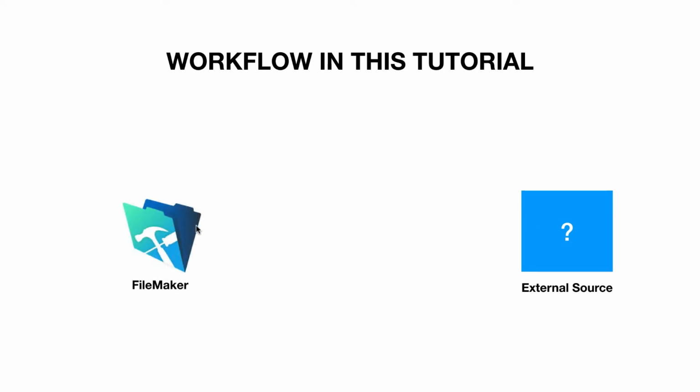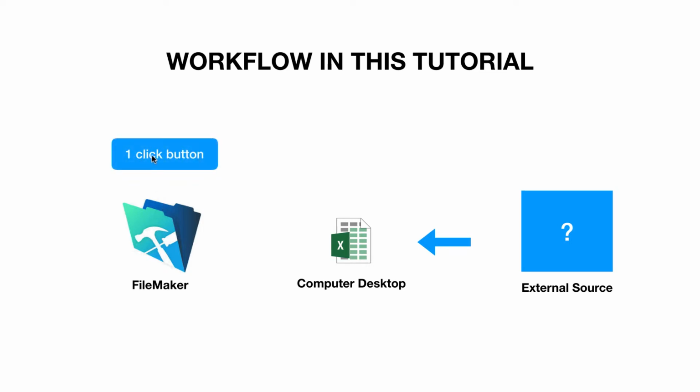I just want to give you a very quick overview of what we're going to do. The workflow in this tutorial is something like this. Let's say we have an external source of data, maybe another software, or maybe another company. And on this side, we have our FileMaker database. This external source of data is going to send you some sort of Excel exported data, and you're going to save it onto your computer desktop. On the FileMaker side, we are going to create a one-click button that, when we click on it, the data within this file will be automatically synced into our FileMaker database.